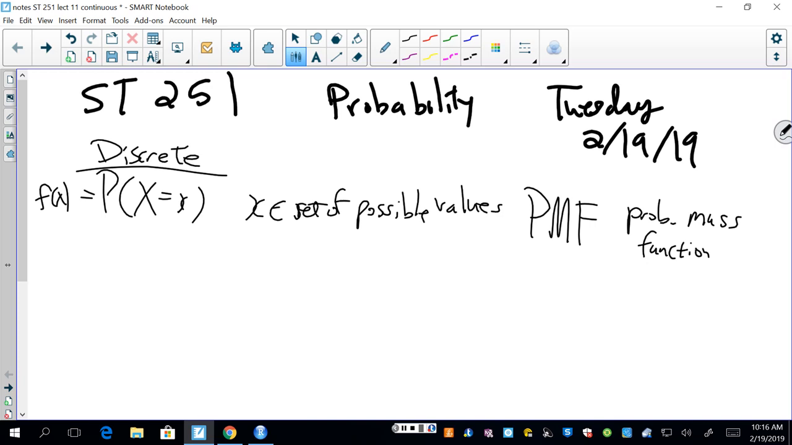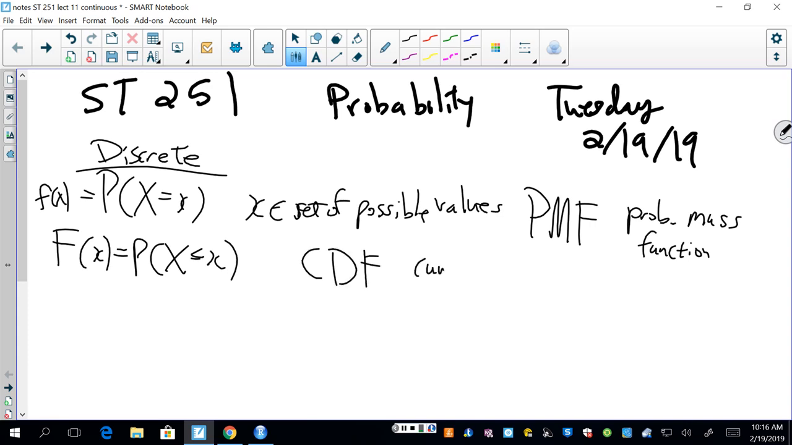Another way you can get a lot of that same information is the probability that x is less than or equal to a value. And this is really called the CDF, or cumulative distribution function.